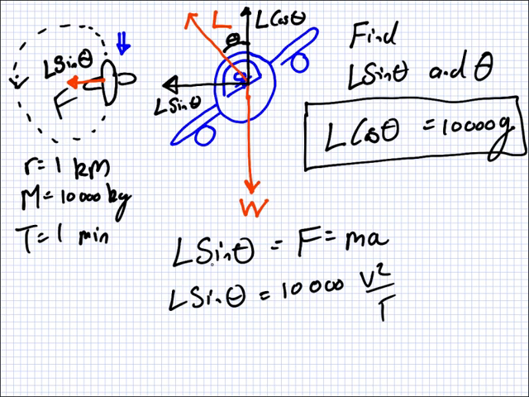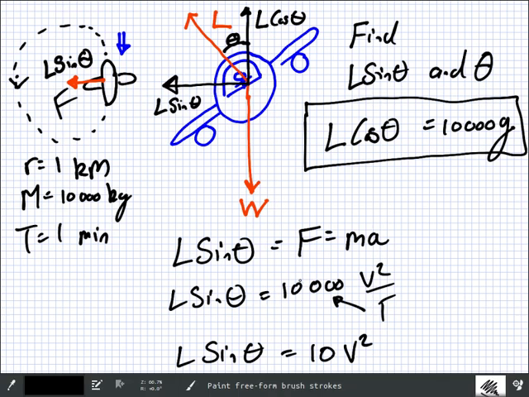Now, r is okay, because we know what r is. What's r? 1,000. So we can say this is equal to 10 v squared, because you can divide the r into it, because r is 1,000. Is that okay?